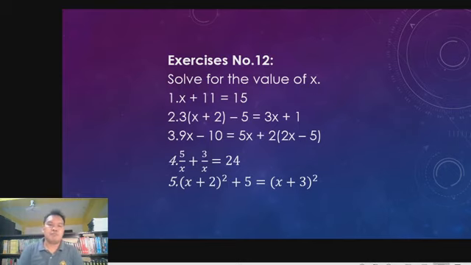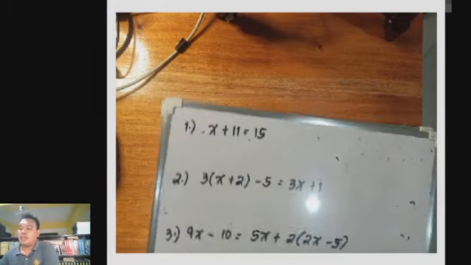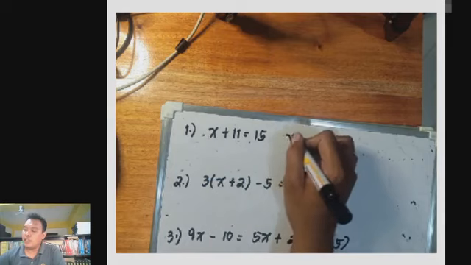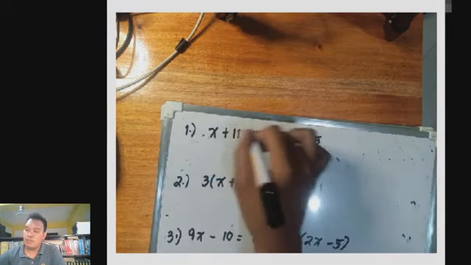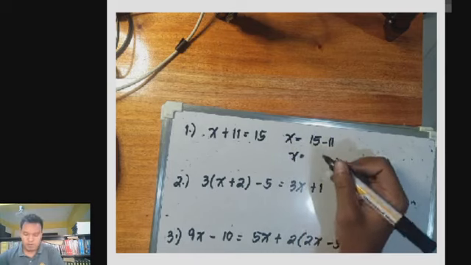Okay, so let's solve. So we have x plus 11 equivalent kay 15. So lalabas yan, x is equivalent kay 15. Lipat mo lang yung 11, magiging negative 11. Therefore, x is equivalent kay 4.